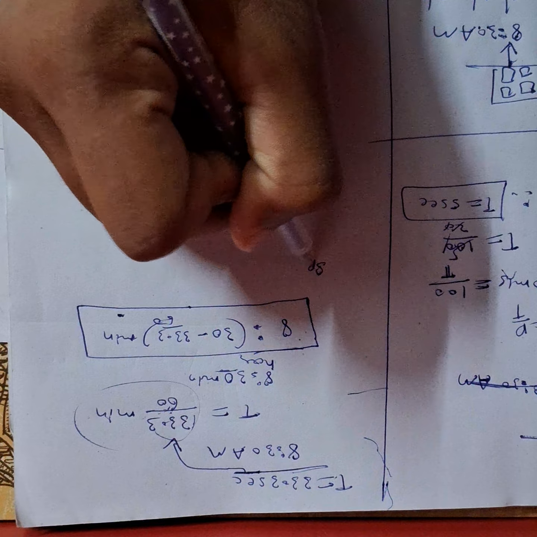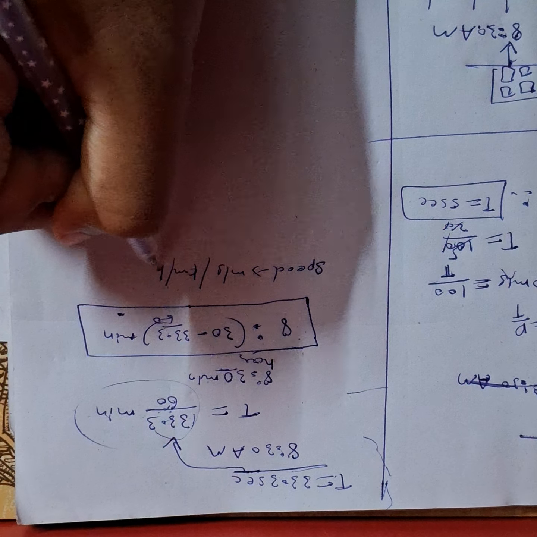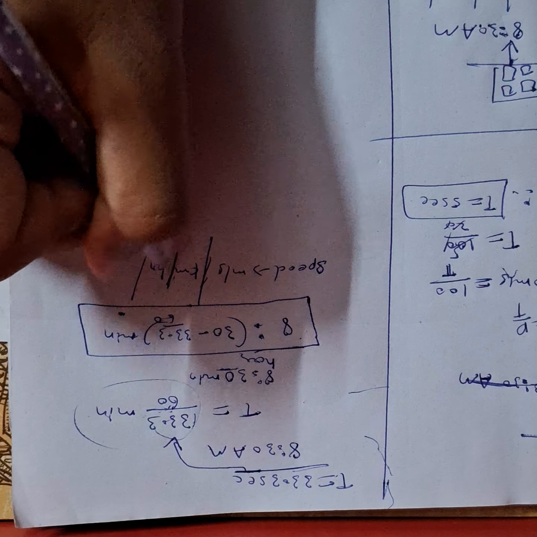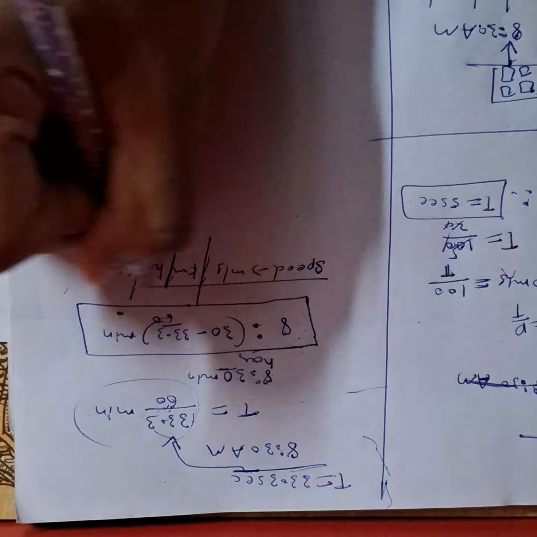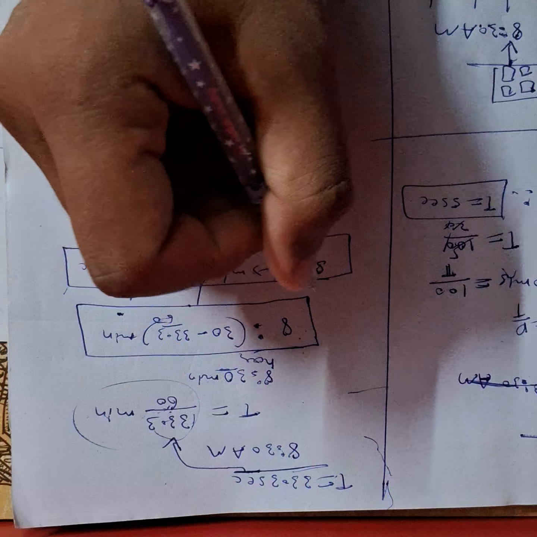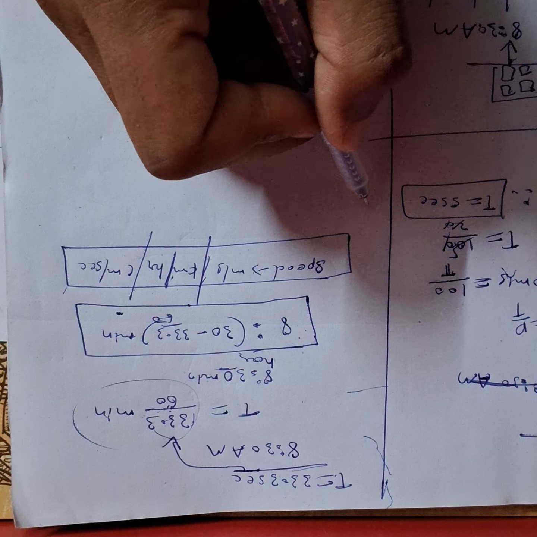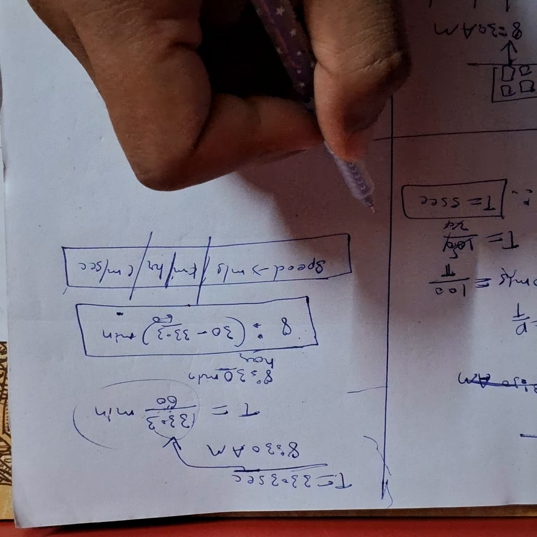Units of speed can be meter per second, kilometer per hour, centimeter per second, anything. Okay, so we will be learning about velocity and the difference between speed and velocity in the next video. Okay, thank you.